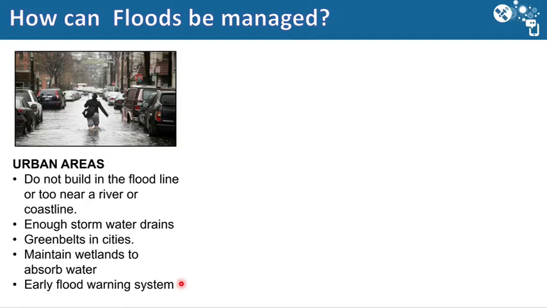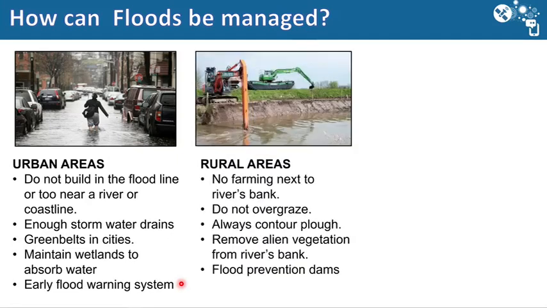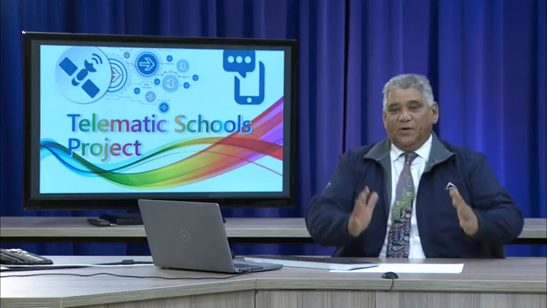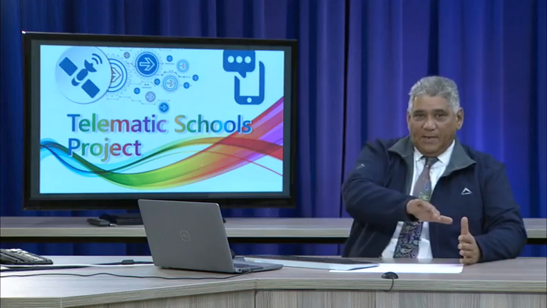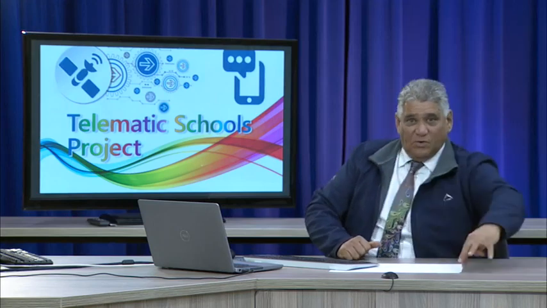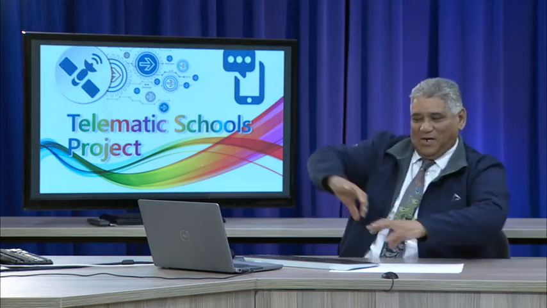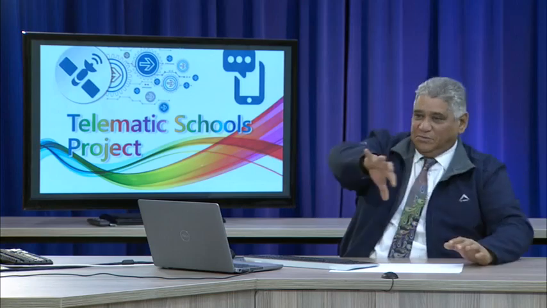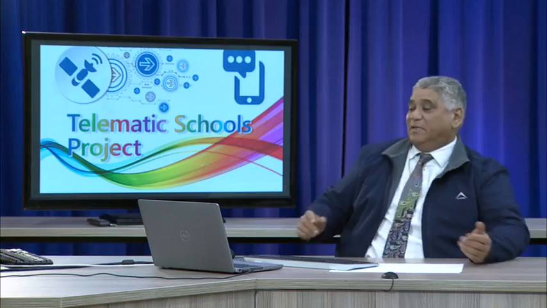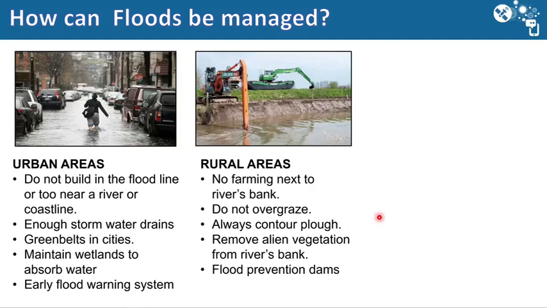Very important. And then the rural areas, right? What can be done there? Look at this farming here on the banks of the river. No farming next to the banks of the river. Do not overgraze. Always contour plow, right? Now, what is contour plowing? If you've got a slope here, don't plow up and down the slope. What's going to happen? The water is going to come and just go down that slope. You must plow with the contours of the slope, meaning that the water can't really flood them.